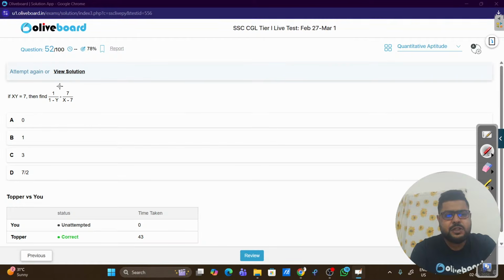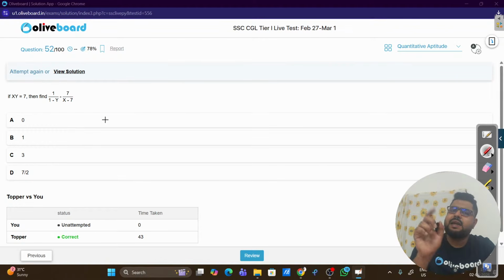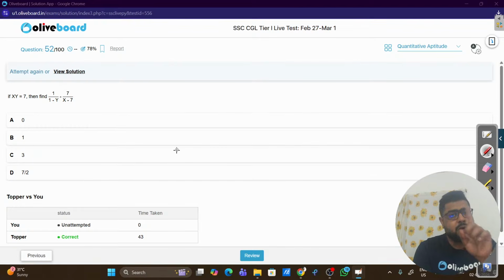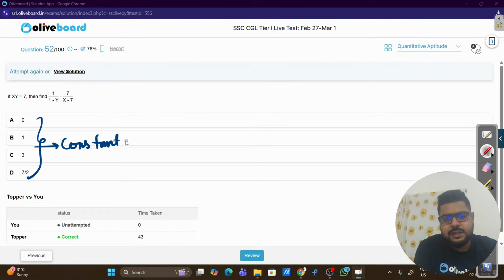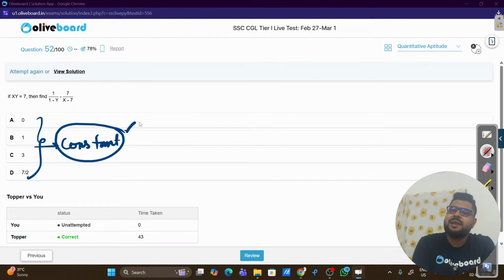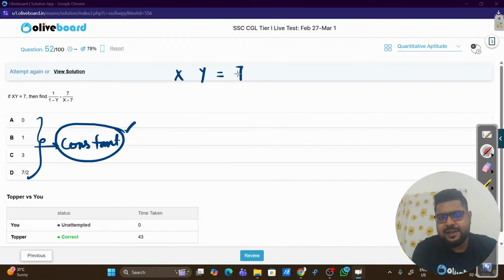Next one. xy is given, and they are asking this particular expression. Look at this first: whatever the options are, they are all constants. Meaning my answer is a constant, so whatever x and y I take, it doesn't matter. xy is given to us as 7. So the assumption is in my hands.